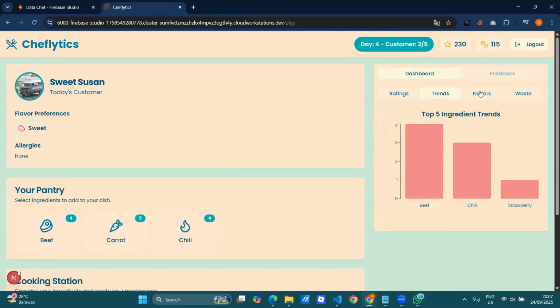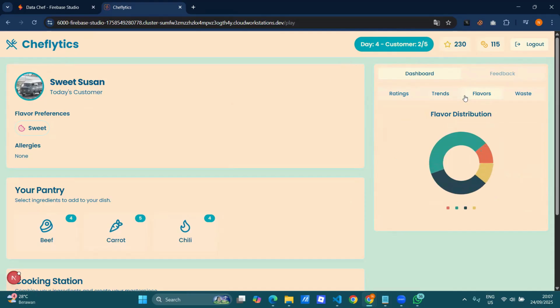And next is flavor. Flavor is the flavor distribution to show the customers' favorite taste. It gives us insight into which flavors are the most preferred by customers. Salty is 4, spicy is 3, sweet 1, and sour 1.